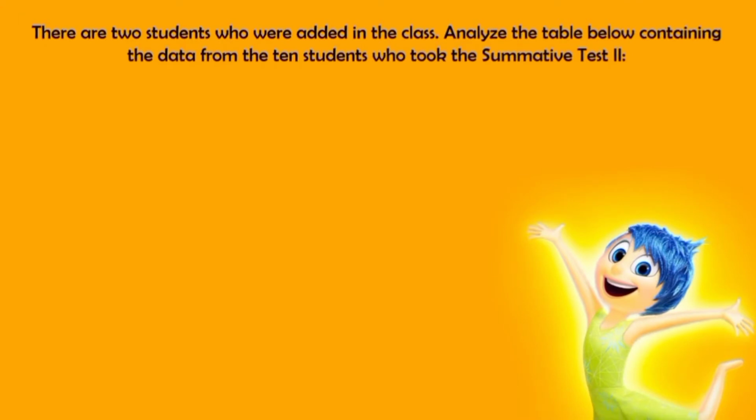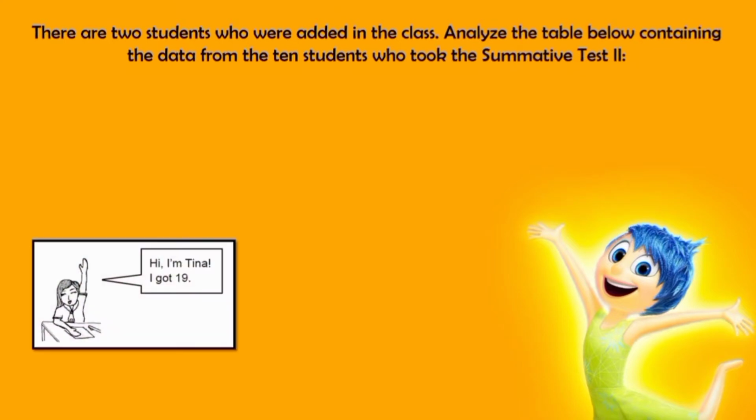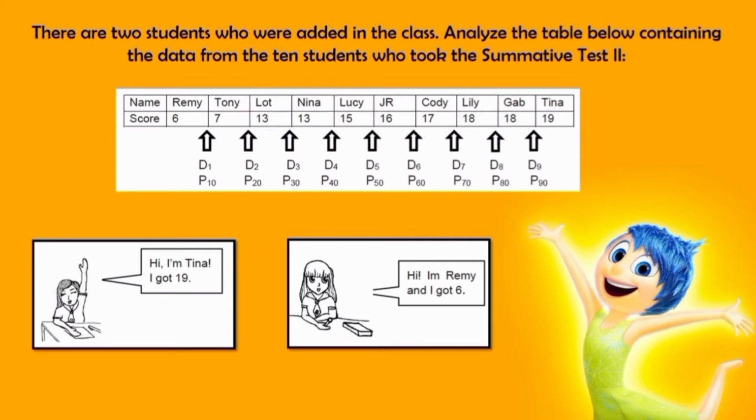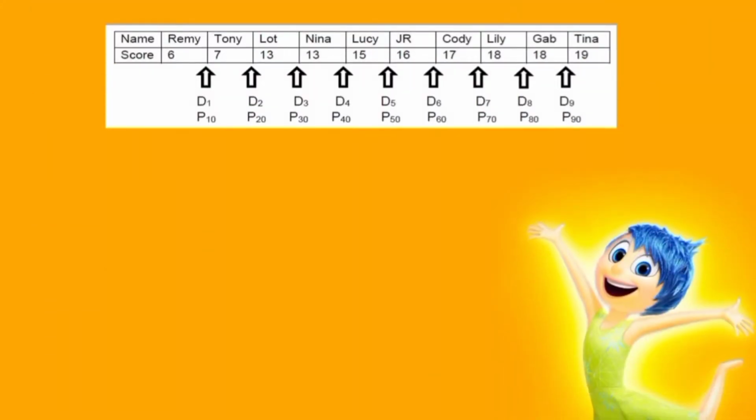There are 2 students who were added in the class. Analyze the table below containing the data from the 10 students who took the second summative test. Hi, I'm Tina. I got 19. Hi, I'm Remy. I got 6. Now here are the data from the 10 students. Here are the scores of the students arranged in ascending order.